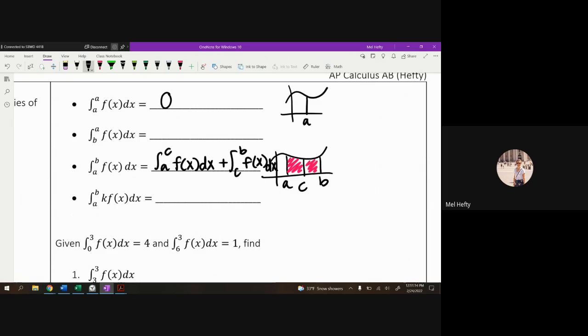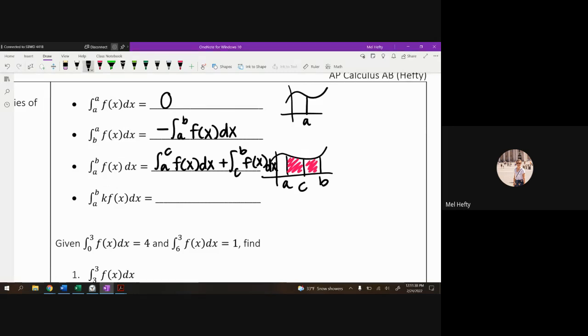So this, oh, the one above it. Anyone notice something kind of weird about the one above it? Yeah, it looks like it's going backwards. So let's say I wanted to flip the bounds. This one's kind of intuitive. What do you think? Yeah, that's exactly it. If I want to flip the bounds, I'm going to make it negative.